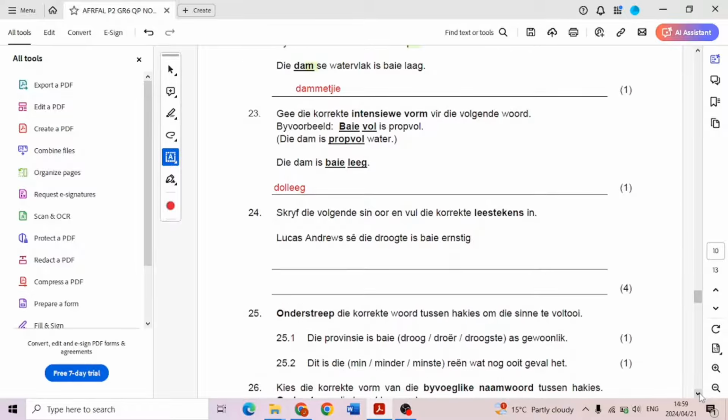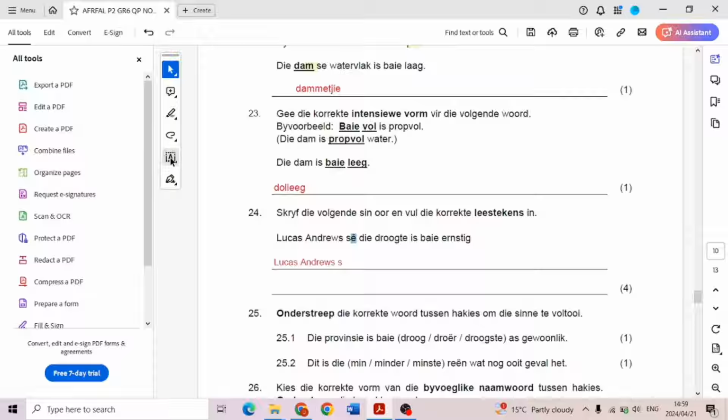Skryf die volgende sin oor en vul die korrekte leestekens in. They love this question because it shows that you know what a sentence is supposed to look like. So here you can see where it says a person says, you can already see that it's a direct sentence. So the answer is going to be Lucas, what's the surname? Lucas Andrew or Andrews say, there's supposed to be a copy on here, but let's see, I don't think I can copy it.